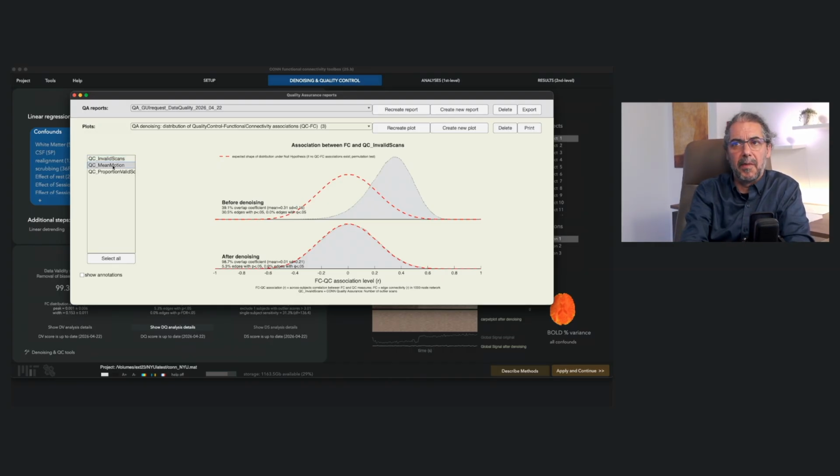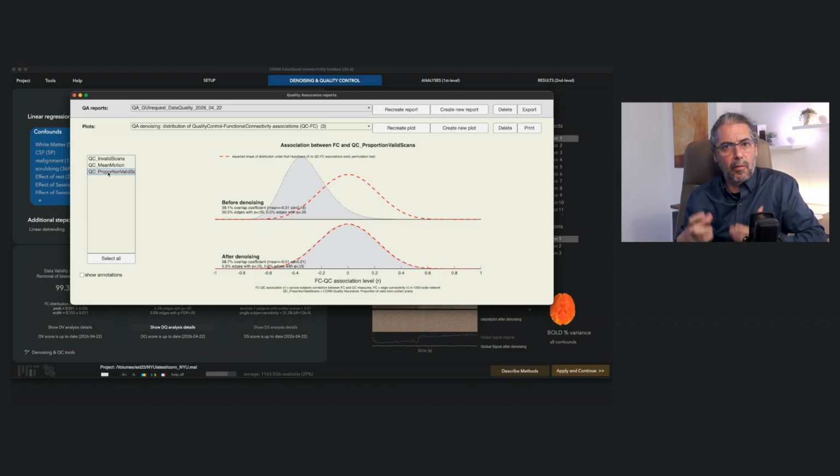It also looks at mean motion. This is the average of frame-wise displacement across all time points for every individual subject, measuring kind of like how much the subject moved within the scanner separately for each subject. And last, it also looks at proportion of valid scans, the proportion for every individual subject of the number of time points that have been removed or flagged as potential outlier scans from the data.